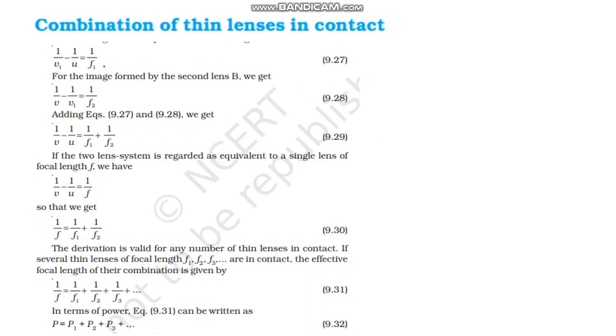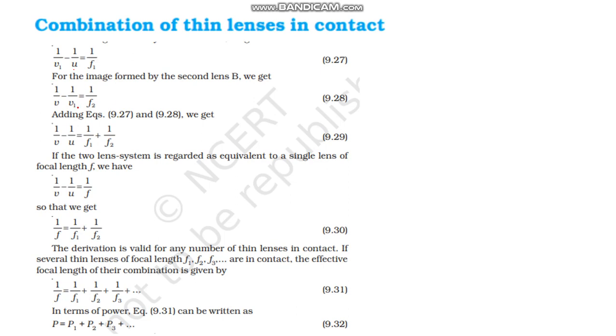So we can write the lens equation for the first case. Here V1 is the image distance, U is the object distance. So 1 by V1 minus 1 by U is equal to 1 by f1. Lens formula is 1 by V minus 1 by U is equal to 1 by F. In mirror it is plus, in lens it is minus. Similarly for the second lens you will get 1 by V minus 1 by V1 is equal to 1 by f2. Now this is the final image distance and V1 becomes the object distance.